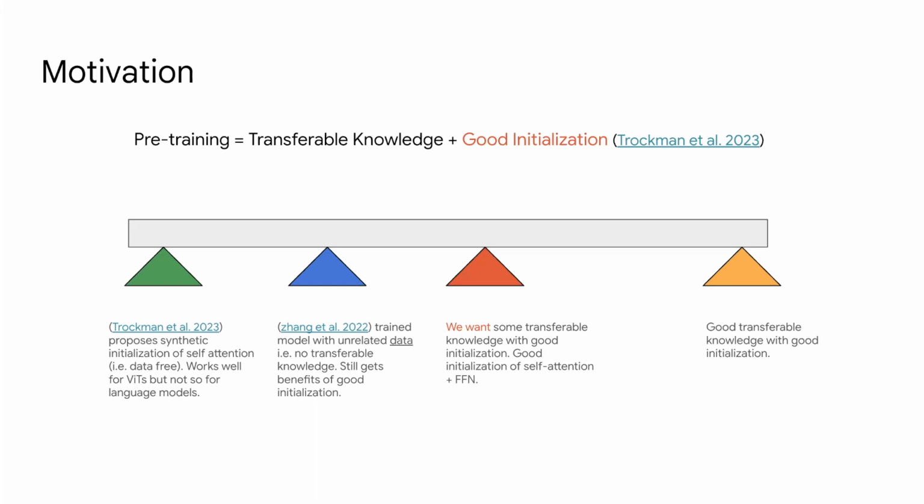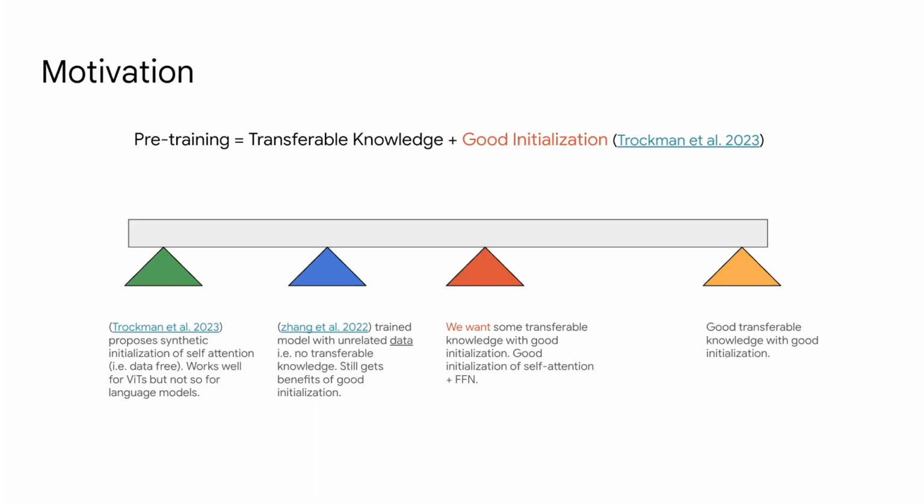Towards your extreme left, there is a paper that uses zero data, and they have a synthetic initialization technique for the self-attention layers, the self-attention heads, which is completely data free. This works well for ViTs, the vision setting, but not so well for language models, for the reasons they have discussed in the paper. To your extreme right, there is the world where we need good transferable knowledge with good initialization, which is almost impossible unless you have the full data set to train your model on.